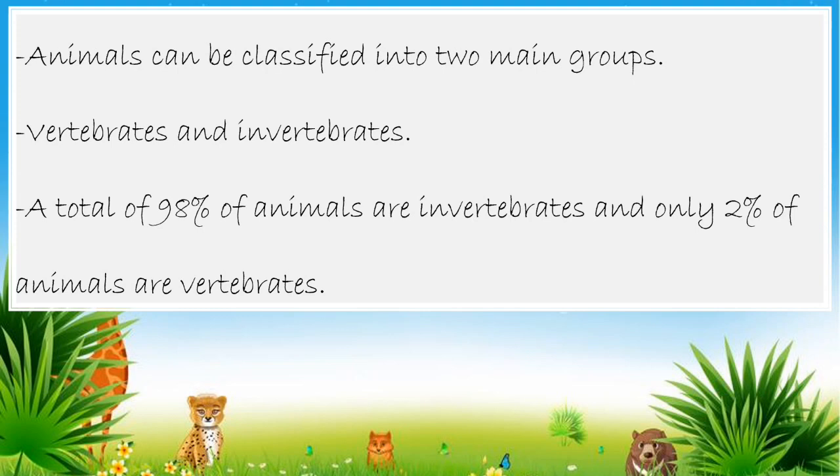vertebrates and invertebrates. A total of 98% of animals are invertebrates and only 2% of animals are vertebrates. So animals are divided into two groups. They are vertebrates and invertebrates. Most animals are invertebrates.